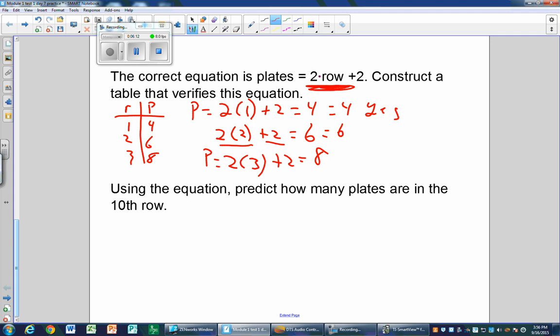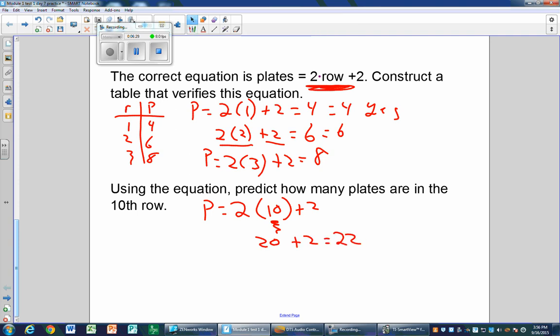Using the equation, predict how many plates are in the 10th row. The number of plates equals 2 times the 10th row, plus 2. This is 20 plus 2 is 22. That's the first page of your practice test. If you are confused, rewind it and listen to it again for 6.5 minutes.